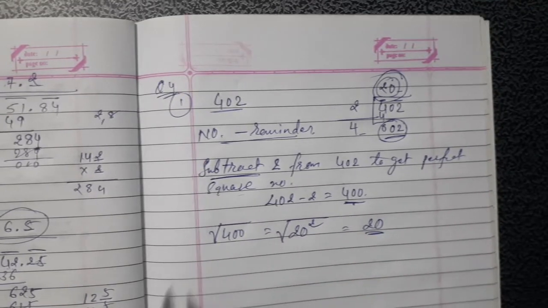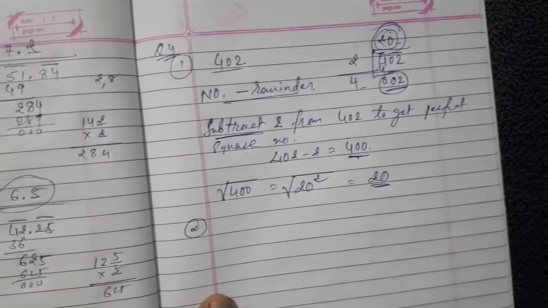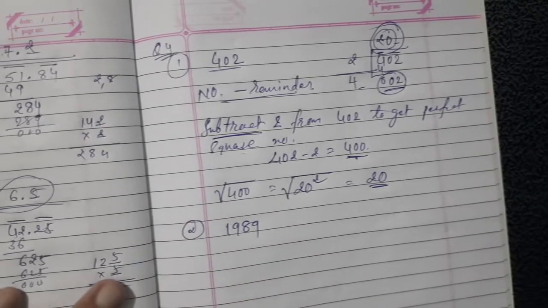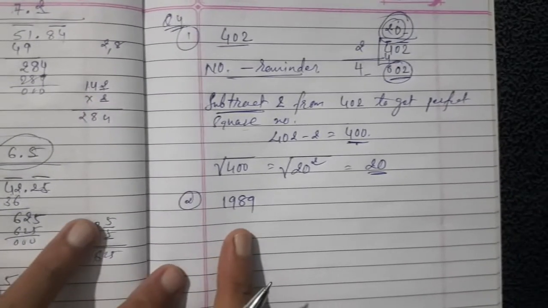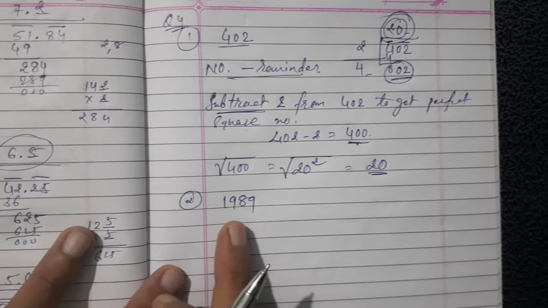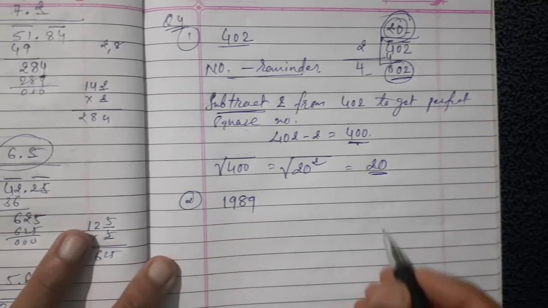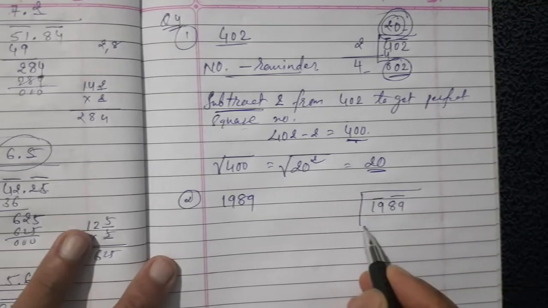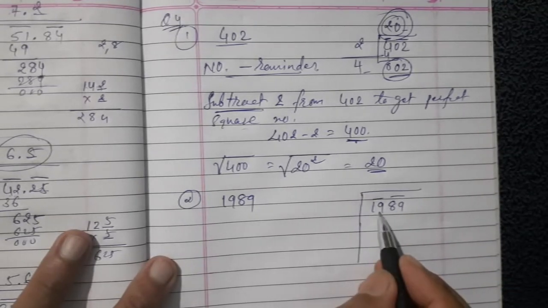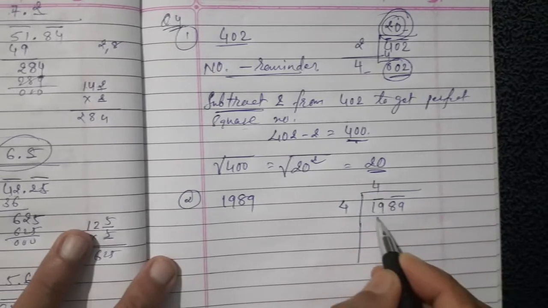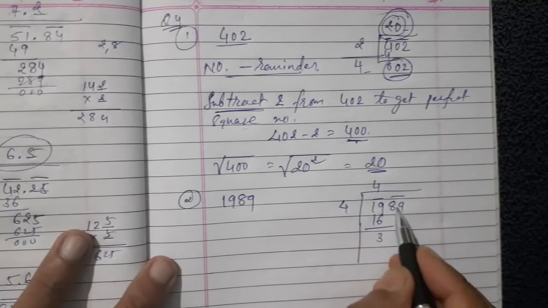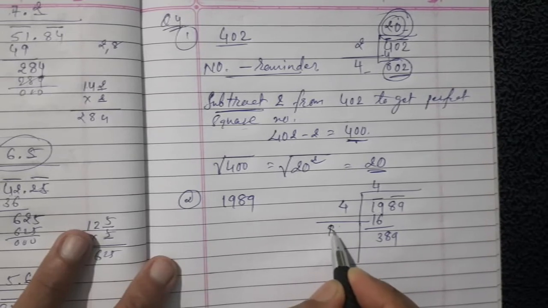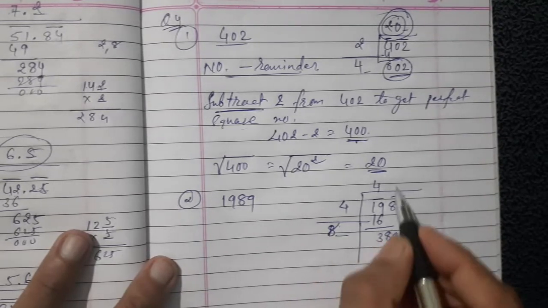Okay, same, the second one, 1989. 1989 is not a perfect square number. Just subtract some number from that one to get a perfect square. What to do? Look, 1989, pair of 2's, use the division method. 19, so 4 4s are 16, that is 3. 89 comes down. Now here double of 4 is 8. Okay, 8 dash and here dash.